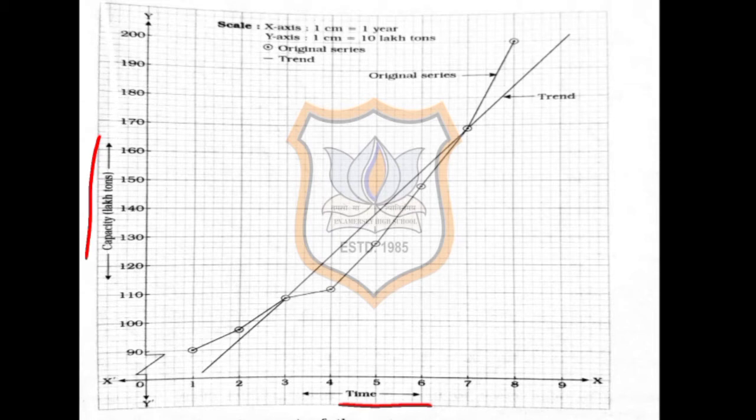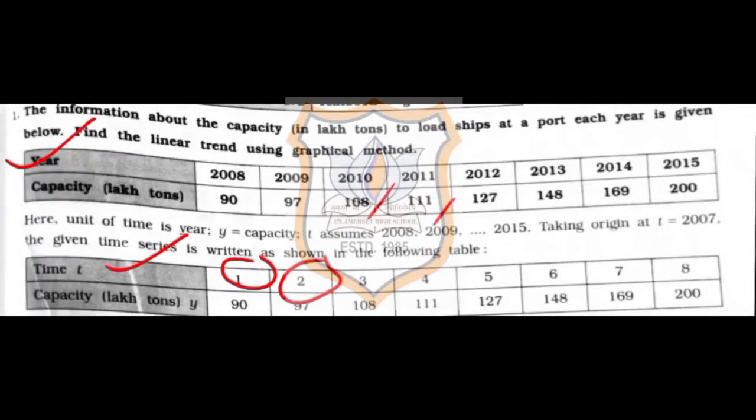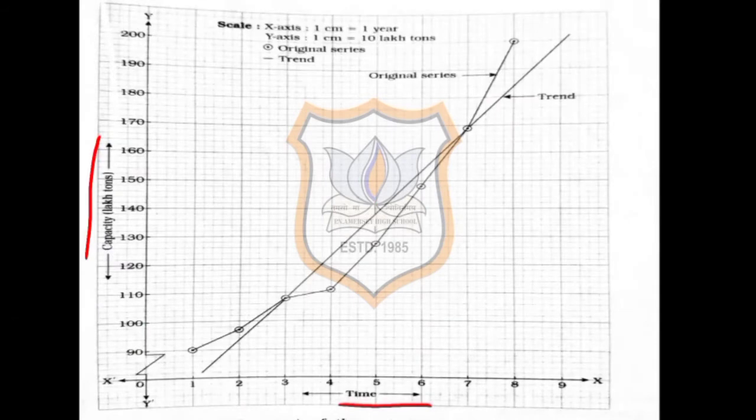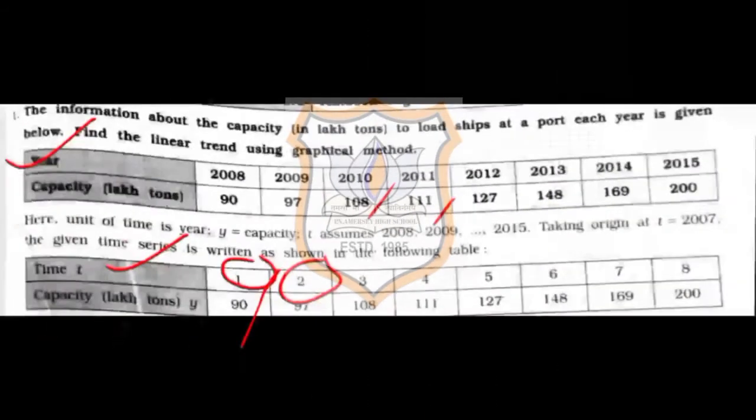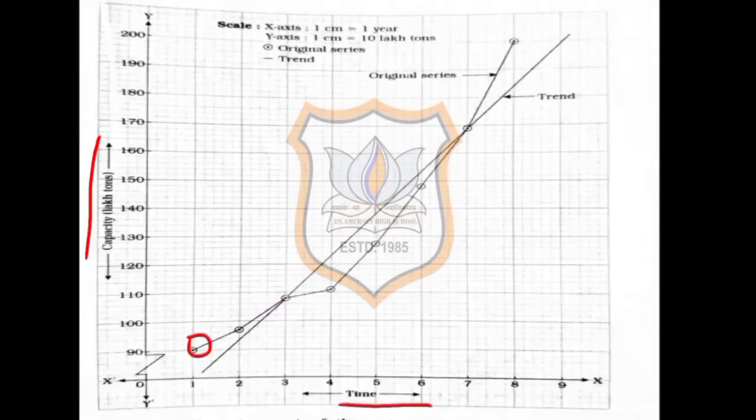Now let's see the first point. How will we plot it? Here, for 1 it is 90. So the time is 1 and the capacity is 90. So this will be your first point. Let's take the second point. It is 2 and 97. So time 2 and this value is 97. So this is the second point.